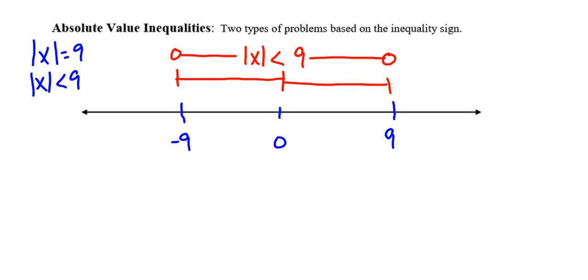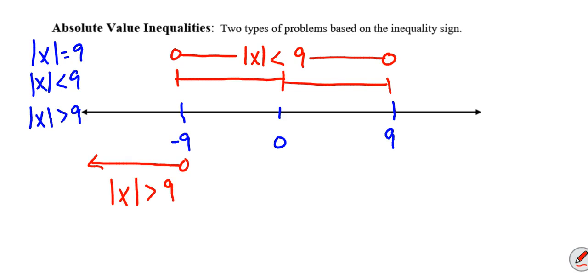So what about the possibility that the absolute value of x is greater than 9? Well, if I'm thinking about that, the distance bigger than 9 is in this direction. So this would be the absolute value of x is greater than 9. But what about these values over here on this side? Again, for example, 10 is greater than 9. These distances would be 10 from 0. So this is also the absolute value of x is greater than 9.